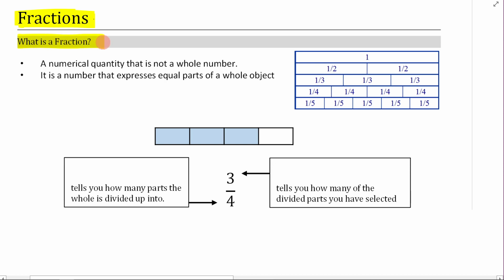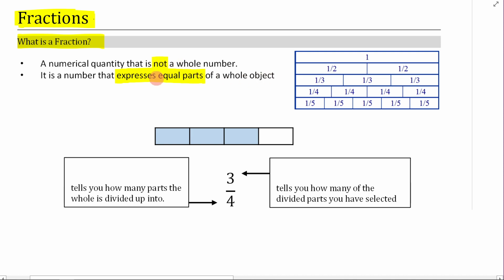So what is a fraction? Well, here are some definitions. A numerical quantity that is not a whole number. So a fraction is a numerical quantity that is not a whole number. Also, it is a number that expresses equal parts of a whole object.